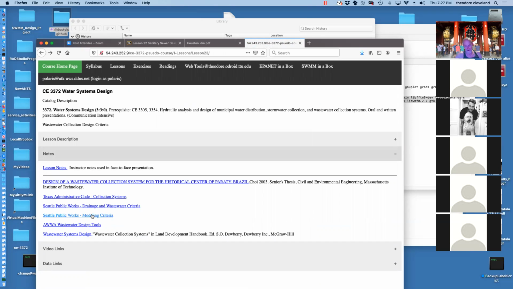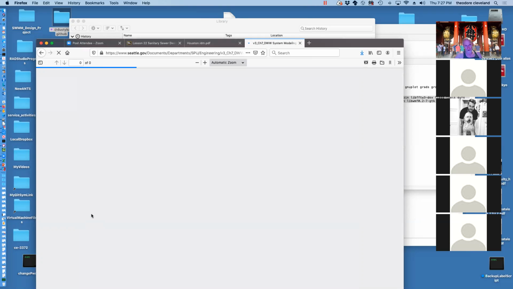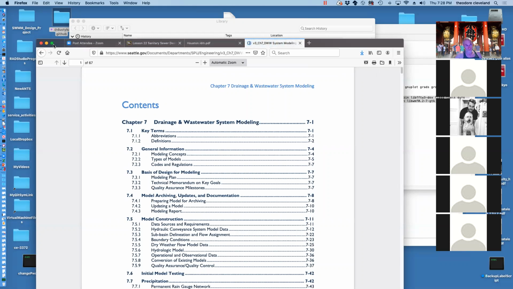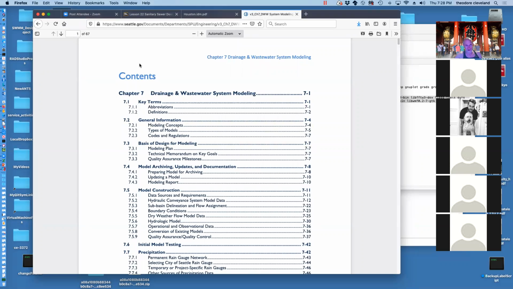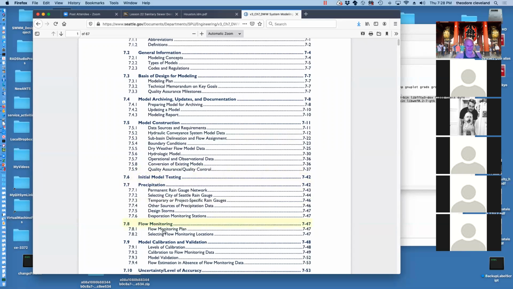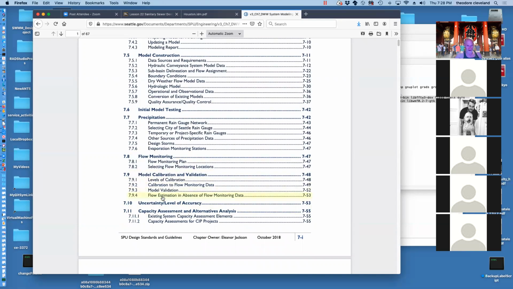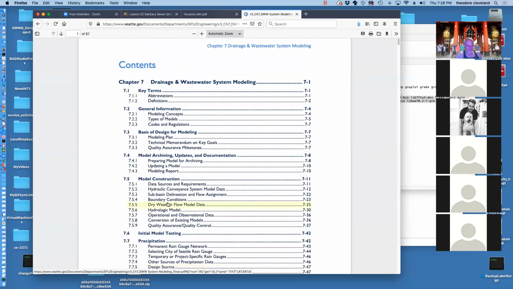And lastly, a parting shot, and then we'll almost be done. The Seattle design manual has a whole chapter on drainage and wastewater system modeling. It discusses what a modeling plan is, quality assurance milestones, some various information, how to archive and maintain data. That's actually pretty smart. And then how to actually build a particular model, model testing, precipitation, flow monitoring, calibration and validation, and then an uncertainty assessment.